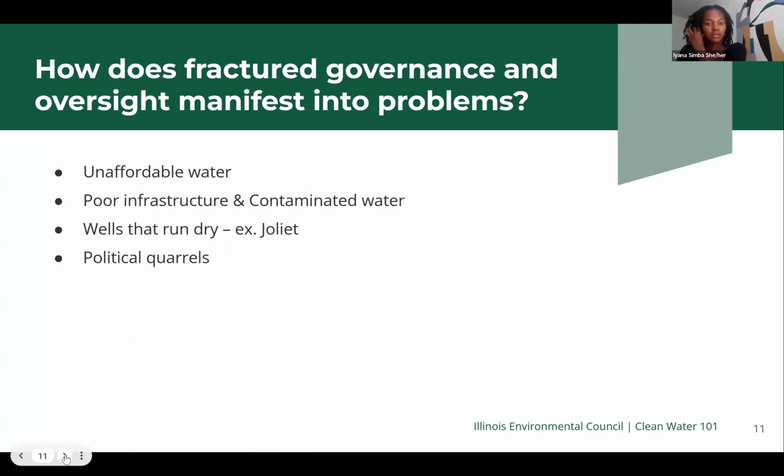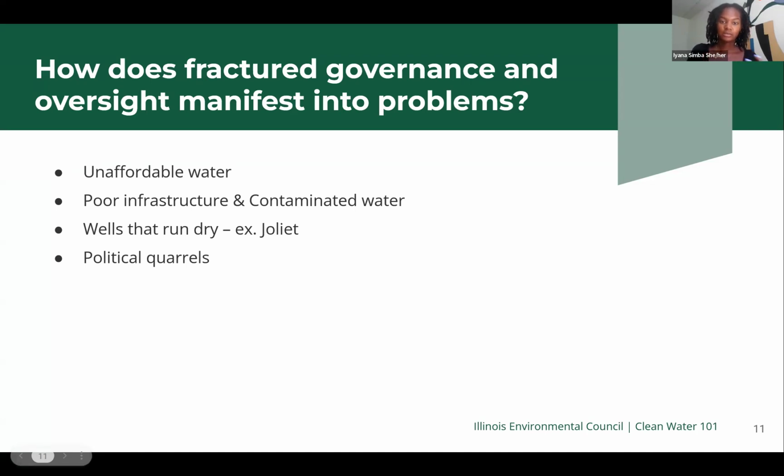So how does all this end up manifesting? As I mentioned before, there's a lack of oversight, especially for publicly run or municipal-run water utilities. And even with more governance over private water utilities, having a fractured governance manifests into these really big problems. So we have things like unaffordable water. We had water rate increases during the pandemic. The pandemic is probably what really highlighted one of those issues: the state decided to issue a water shutoff moratorium. This can only apply to private water utilities, which only cover a minority of water utilities here in Illinois. Poor infrastructure and contaminated water, wells that run dry.